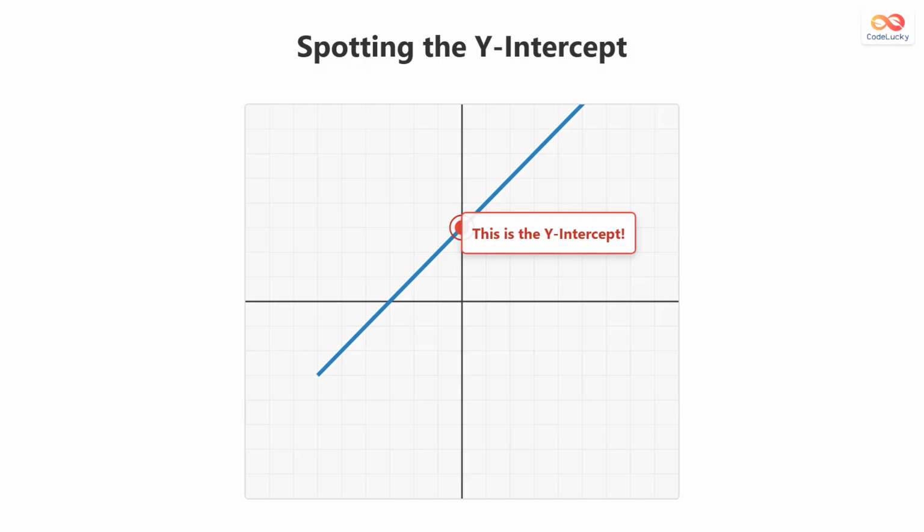Visually, it is very easy to spot. Look at the blue line on this graph. Follow it until it touches the vertical axis. The red dot you see here marks the y-intercept. It is literally where the line intercepts or intersects the y-axis.